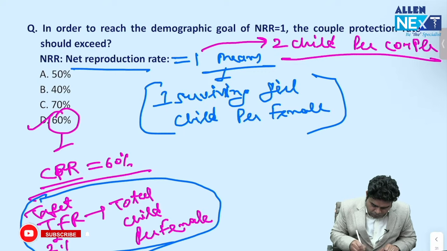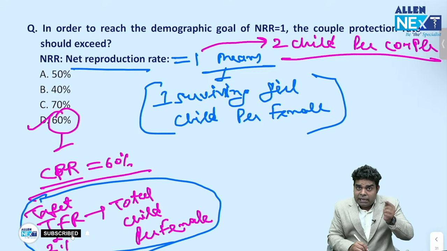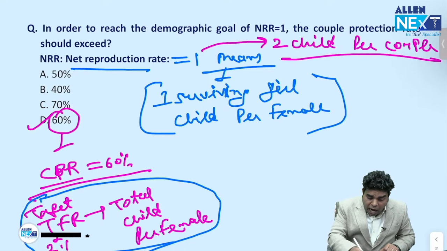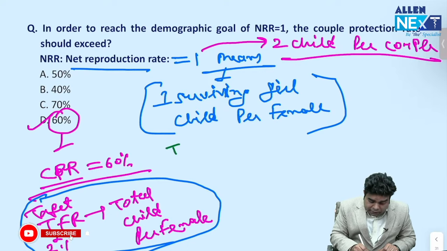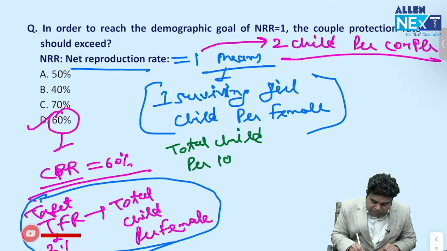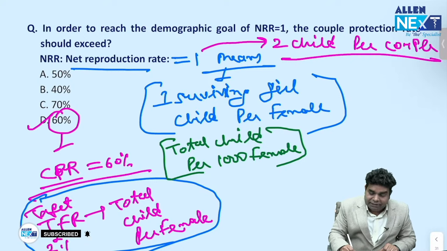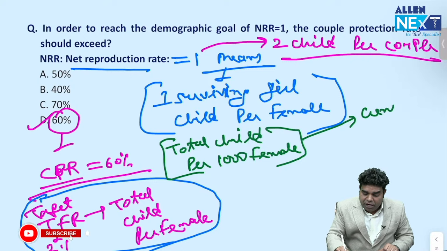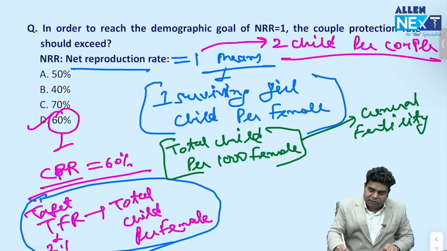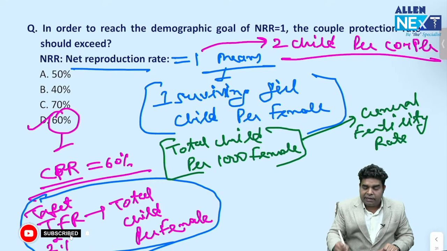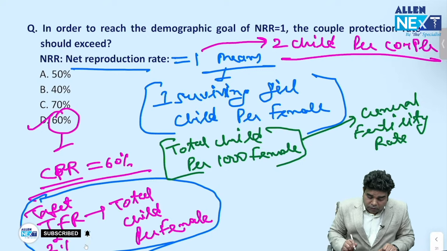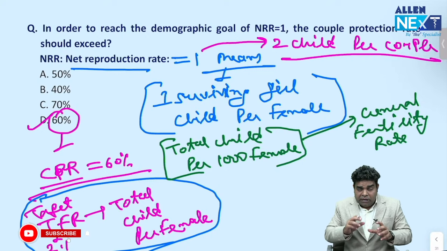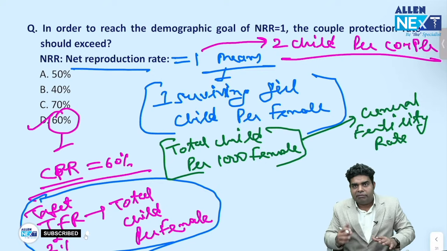So this is TFR. Now, a lot of confusing questions come from here. Let's quickly revise this topic. This is TFR, total child per female. But how they confuse you is, they ask total child per 1,000 female. What will that be? Per 1,000 female total child, that will be general fertility rate. Very commonly asked: total child per 1,000 female, general fertility rate. Now, if they include 1,000, GFR; remove 1,000, TFR.